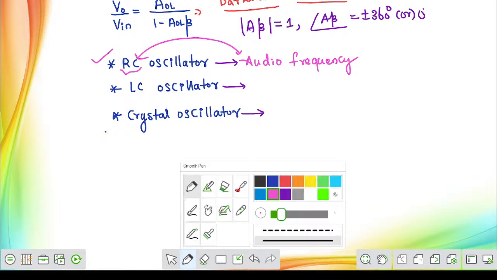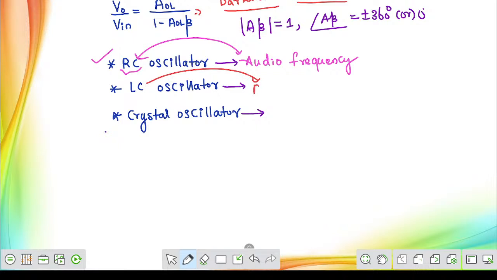And the second one is, if you are playing with the LC oscillator, the oscillation frequency will be radio frequency. That is another most important question. This is a radio frequency oscillator. When they are playing with the crystal oscillator, of course, the crystal also deals with the same radio frequency.